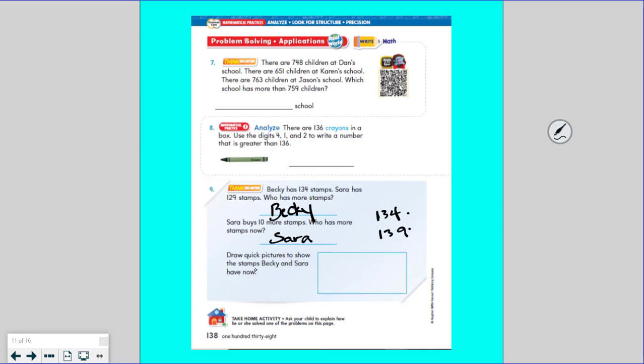Okay, draw quick pictures to show the stamps Becky and Sarah have now. So I got to draw quick pictures of these numbers. So 134 and the number 139.